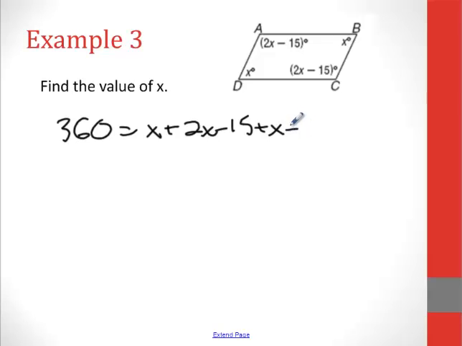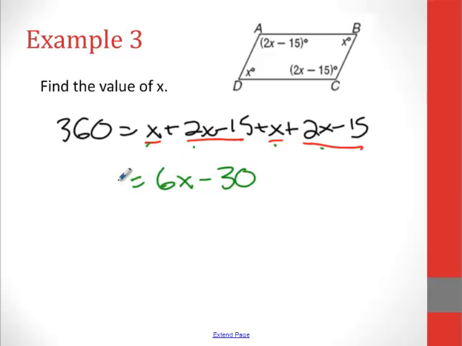So I'm going to take all the angles and add them together. We've got 1, 2, 3, 4 angles. When I start combining like terms, I have x, 2x, x, and 2x. That's 6x minus 30. I'm going to add 30 to both sides. 390 equals 6x. And then I'm going to divide by 6. I'm going to get x equals 65.